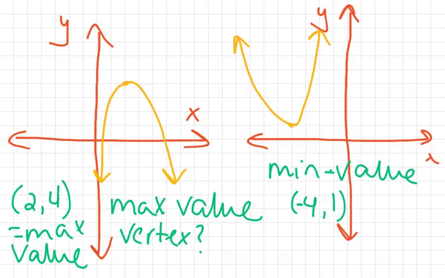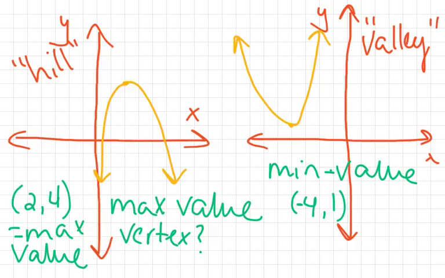So something you can kind of remember, and maybe it'll stick in your head. When I want to differentiate between max and min, I need to look for something that looks like a hill for a maximum value, and something that looks like a valley. Those didn't quite go where I wanted to. Something that looks like a valley for a minimum value.